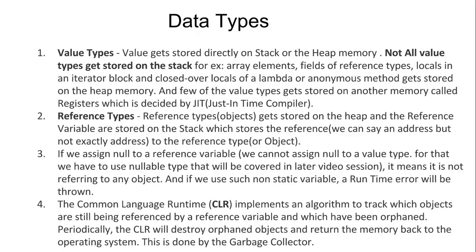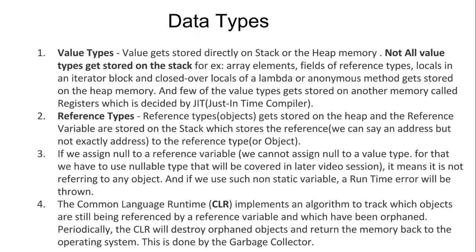So what is a value type? A value type, we can say, is a value which gets stored directly on the stack memory or on the heap memory. It's a big myth that we think that a value type always gets stored on the stack and a reference type always gets stored on the heap. This is only partially true, as a value type gets stored directly on the stack or the heap memory, that is, the value is directly getting stored, not any address of it anywhere in the memory.